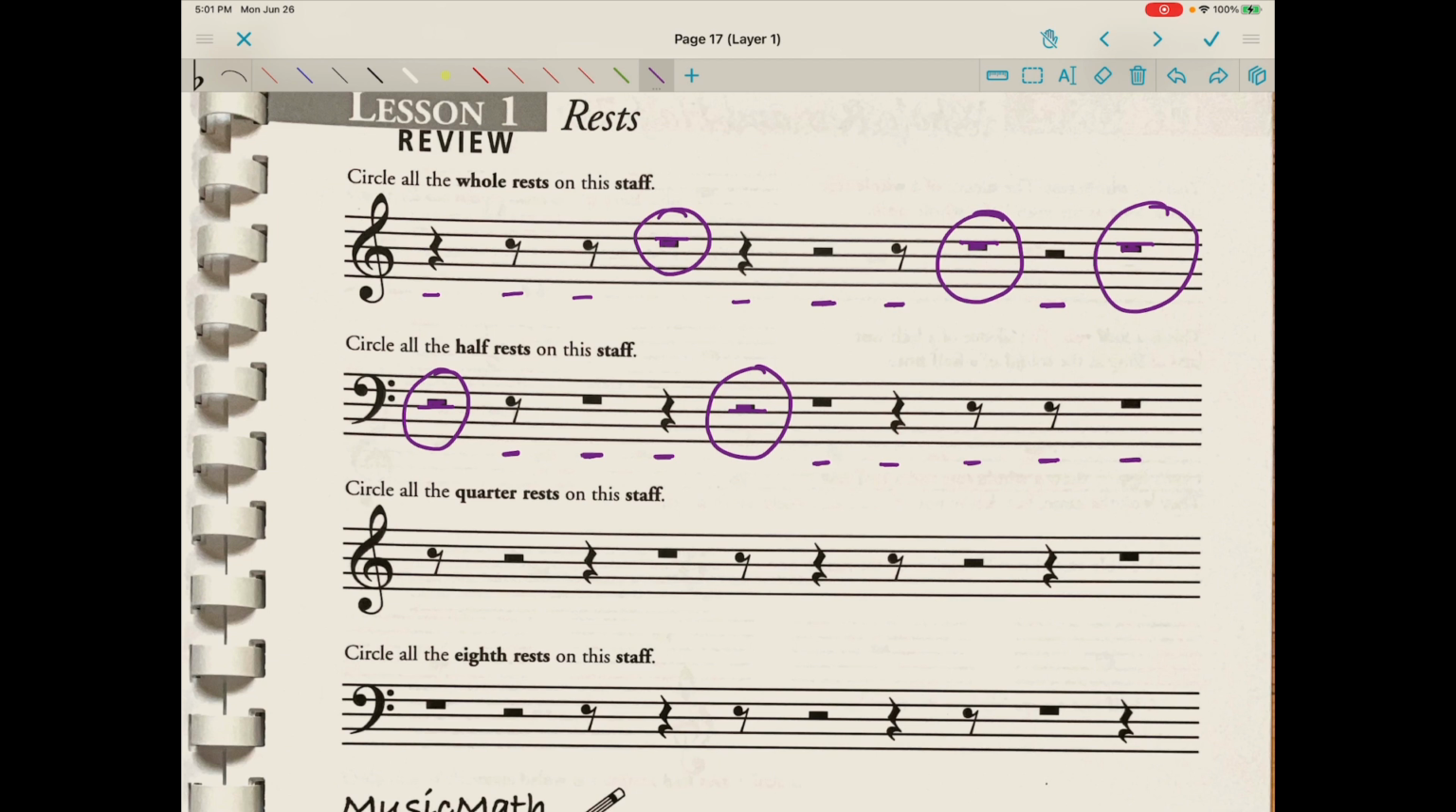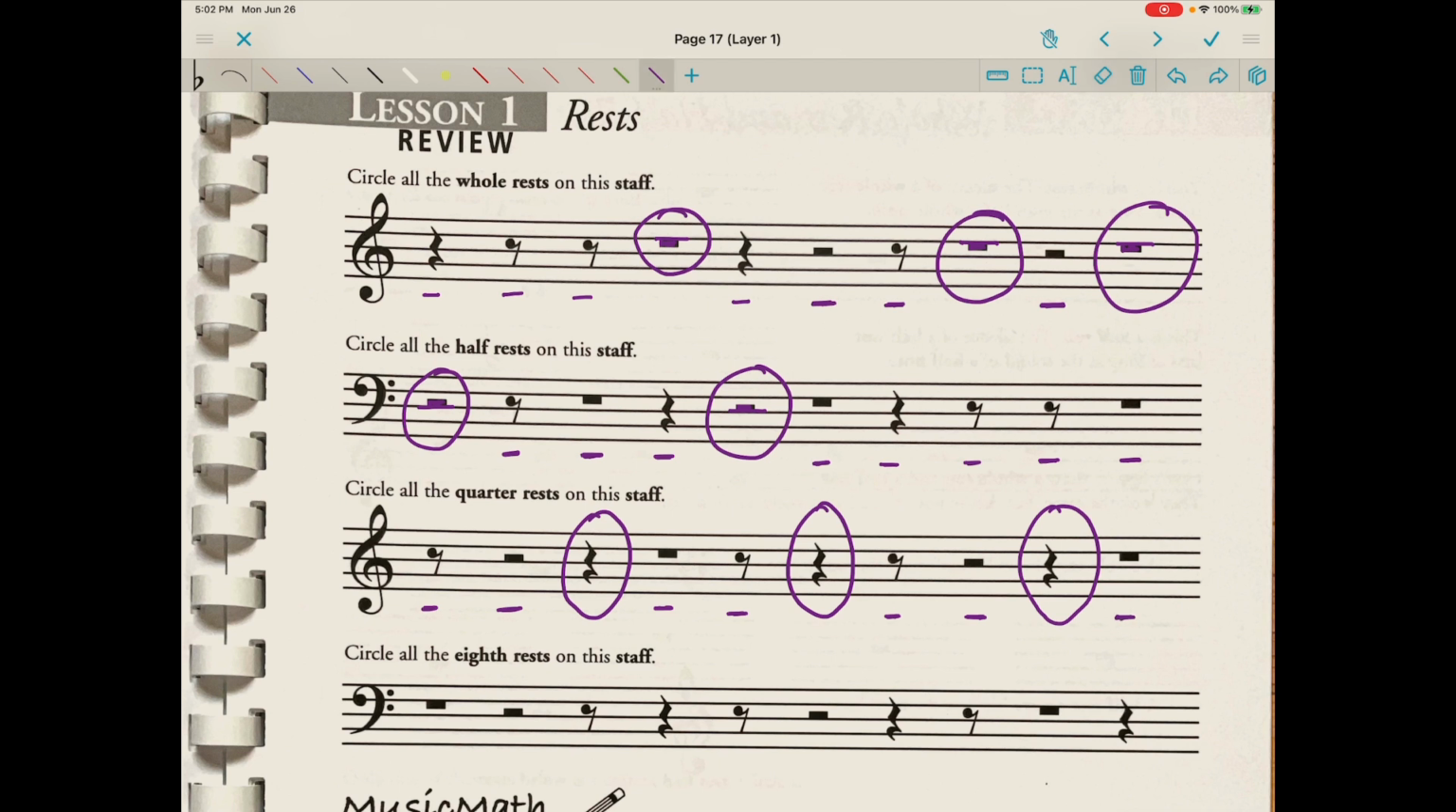Circle all the quarter rests on this staff. So we have an 8th rest, that's swoopy 7. We have a half rest sitting on line 3. Here we go, a Z with a tail sort of. Then we have a whole rest, 8th rest, quarter rest, 8th rest, half rest sitting on line 3, it's lighter, quarter rest, and here's another whole rest that's hanging from line 4.